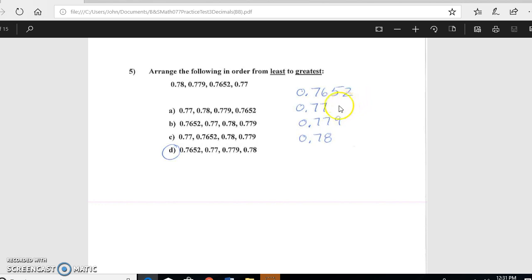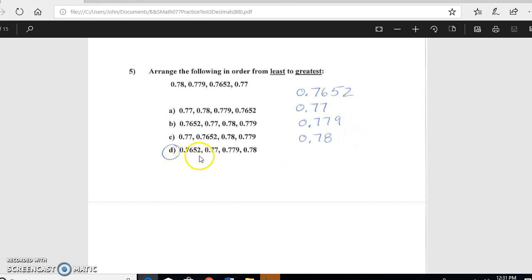And so that would mean that this number here is our smallest of the 4 decimal numbers. And then the second largest would be this one here, because we can always put zeros to the right of a decimal number, and this would be a smaller decimal number than this one here, which would have the 9 in the thousands place. And then the largest number would be this one here because of the 8 in the hundreds place.